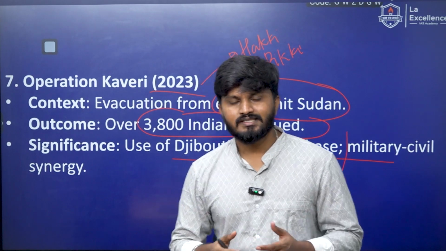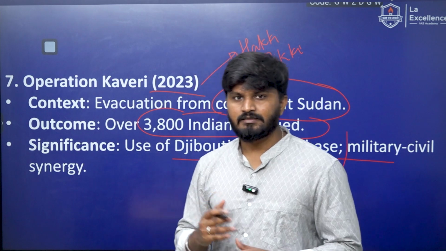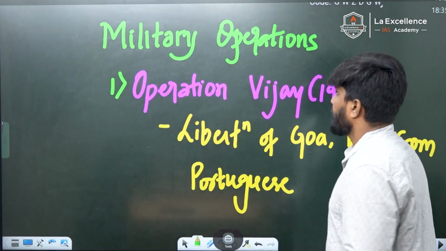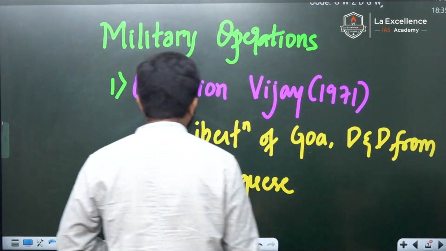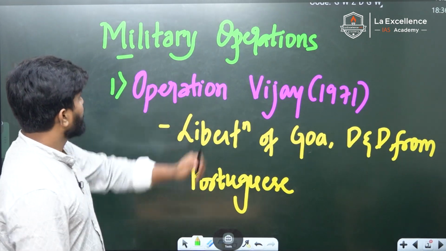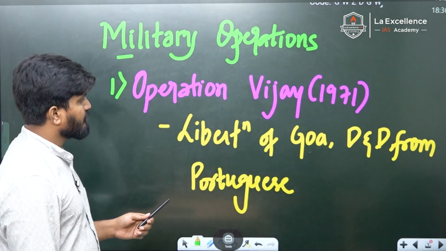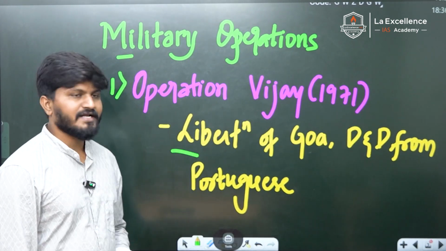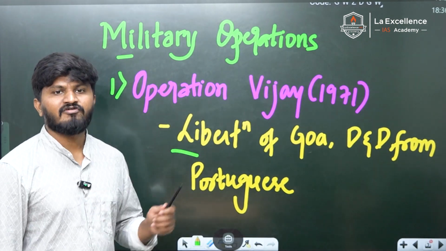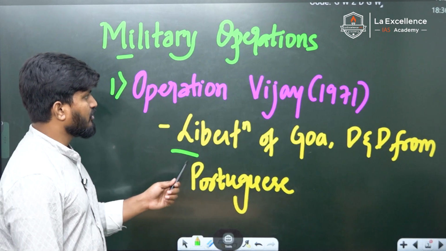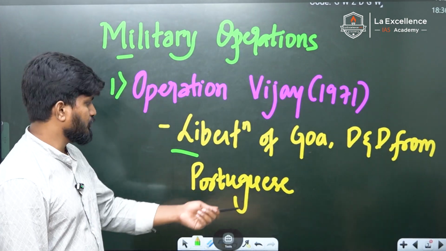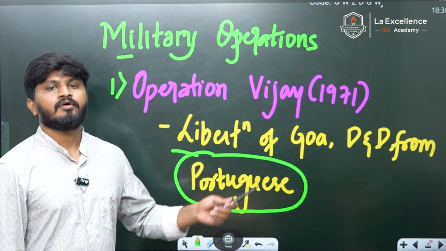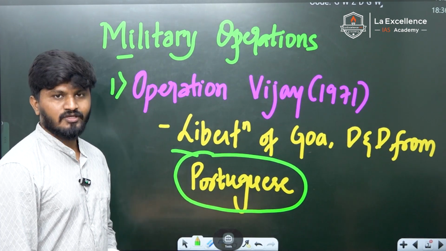Along with this, we'll also see certain military operations conducted by India in the past as well. So important military operations of the government of India in recent times are, first one is Operation Vijay, which was conducted in 1971. It was for the liberation of Goa and Daman and Diu from the Portuguese. The outcome was a very successful operation because the Portuguese finally accepted their defeat and went back to their country, and Goa and Daman and Diu were incorporated into the Indian Union.